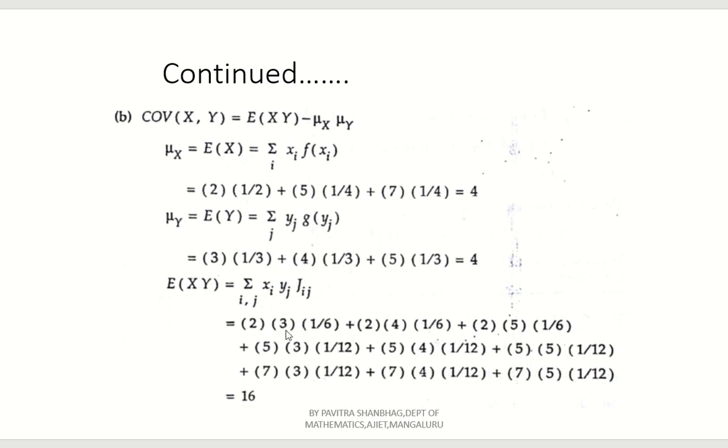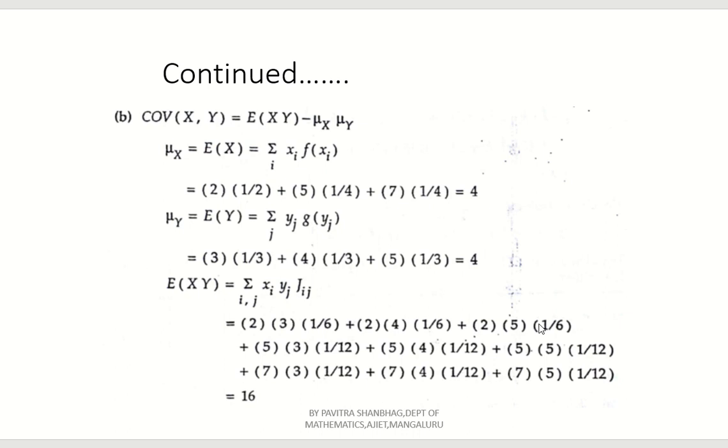So here what we will get? 2 into 3 into 1/6, so here 1. Similarly here 2 into 4 divided by 6, that means 4/3, plus 2 into 5 into 1/6, that means 1/3 into 5, that is 5/3.